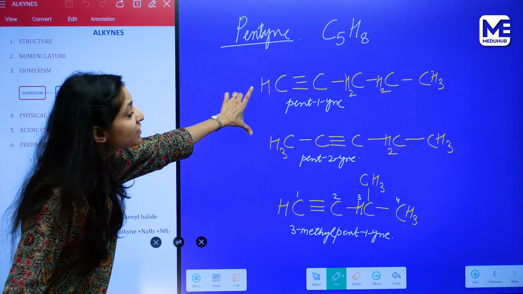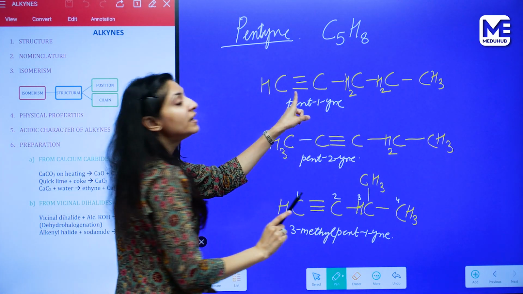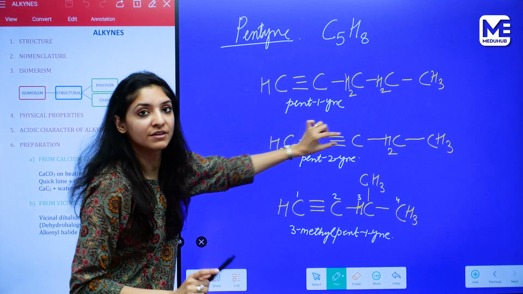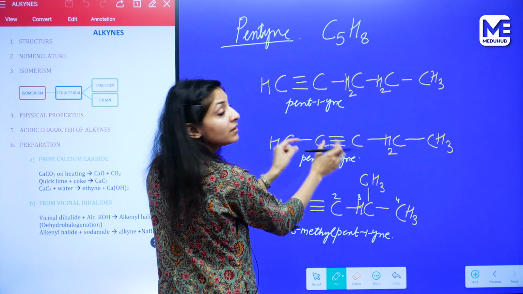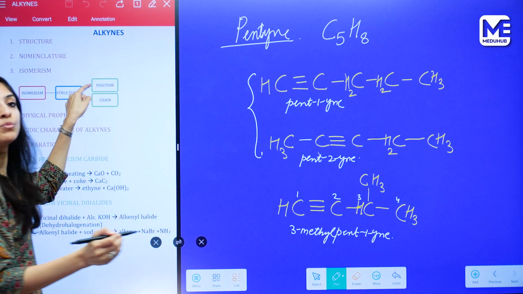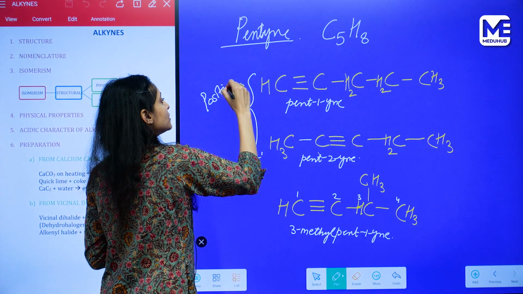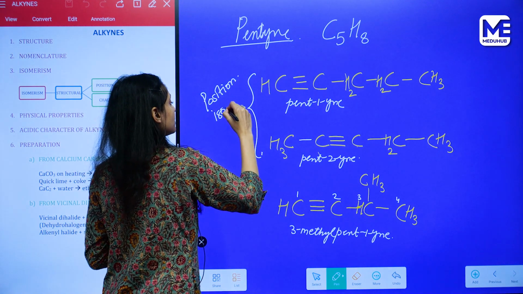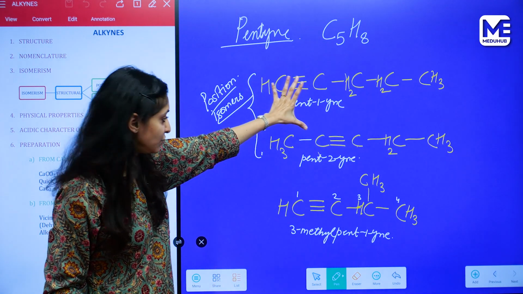Now, if you look at these two here, both are straight chain alkynes. Only the position of the triple bond is different. Here, the triple bond is between the first two carbons. Here, the triple bond is between the second and the third carbon. So, these two are showing us position isomers. Position isomerism. These two are position isomers.